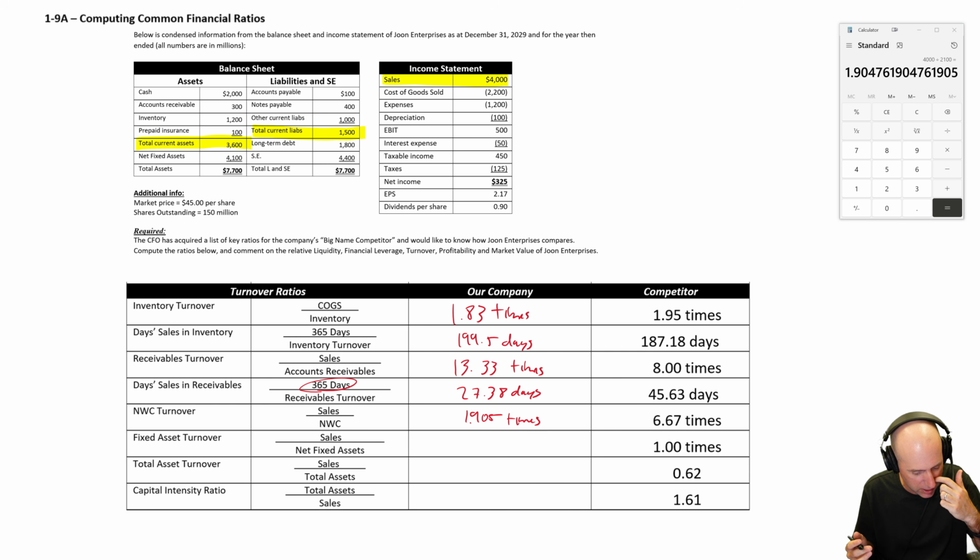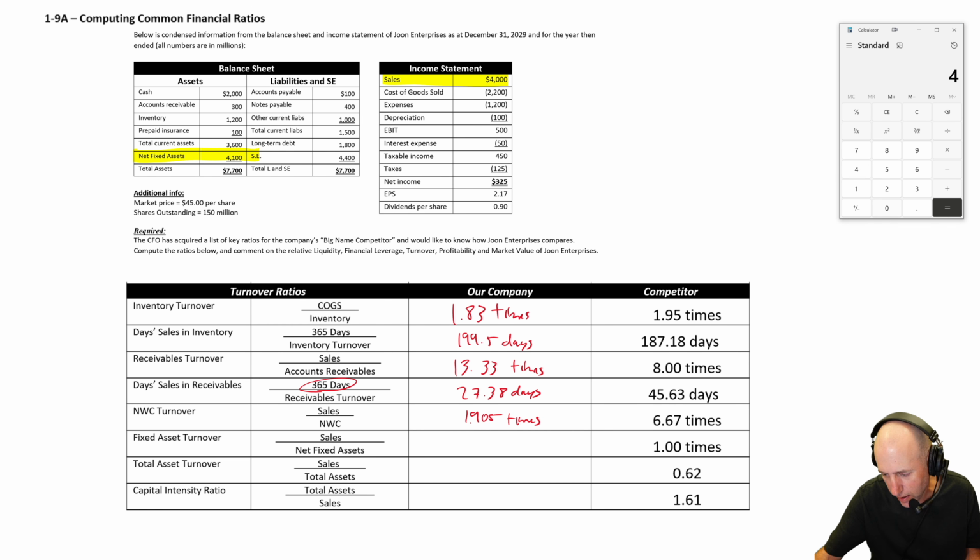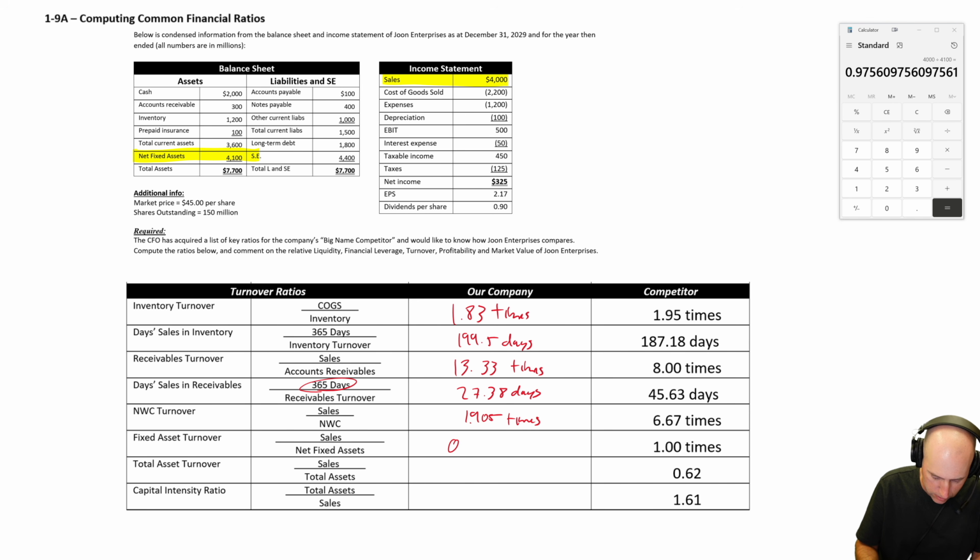As we predicted, their income statement, I predict, is way better than ours. That's just the vibe I'm getting from the ratios we've seen so far. Next, sales divided by fixed assets. How well are we using our fixed assets to generate sales? Sales divided by, where are our fixed assets? There they are. So 4,000 divided by 4,100, 0.976 times. So for every dollar I have invested in assets, I generate 97 cents in sales. My competitor generates $1 in sales. So they're doing marginally better than us.